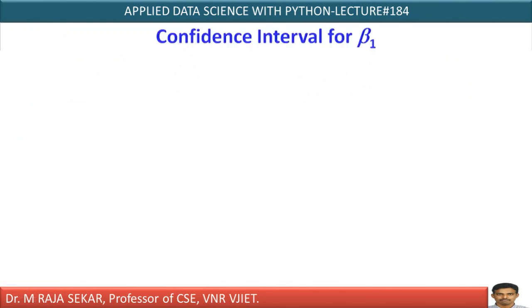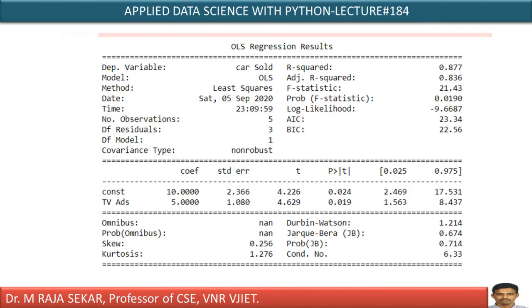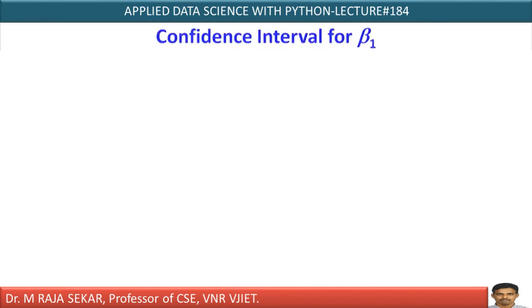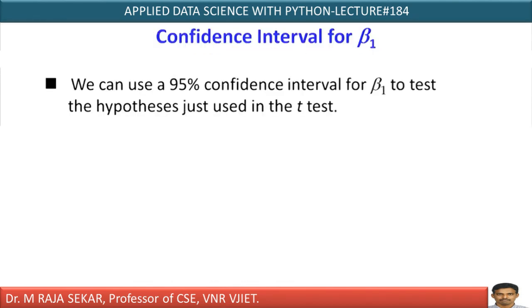Now, we will try to understand the same problem with the help of a confidence interval. If you want, you can go back and check how I calculate the confidence interval. We can use a 95% confidence interval, which means a 5% level of significance. Next, we can use the 95% confidence interval for beta 1 to test the hypothesis just used in the test.